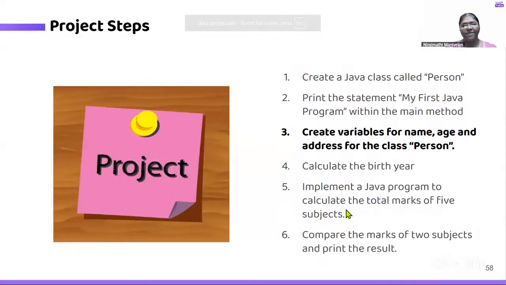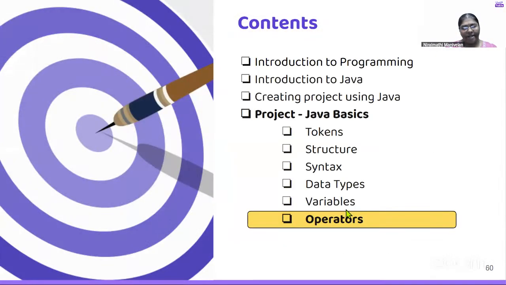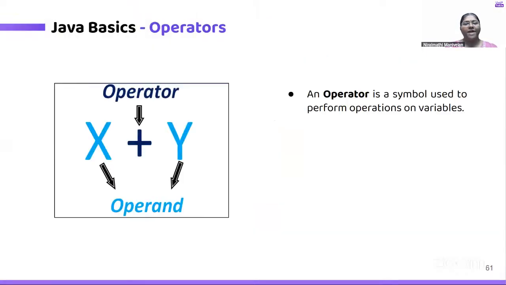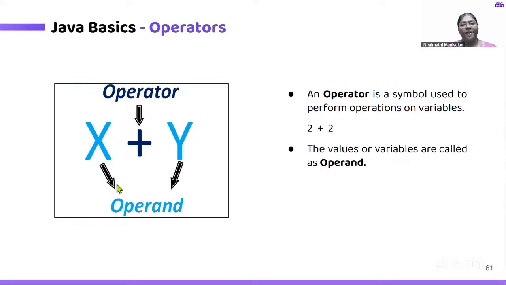So the next thing we are going to see about are operators. Finally, we came to the operators part. We have different operators in Java. So let us learn what is an operator. An operator is a symbol to perform different operations on variables. And operands are nothing but the values or the variables that you are going to use for the calculation or to store the values. That is an operand.